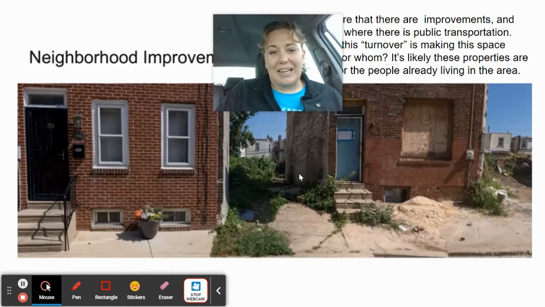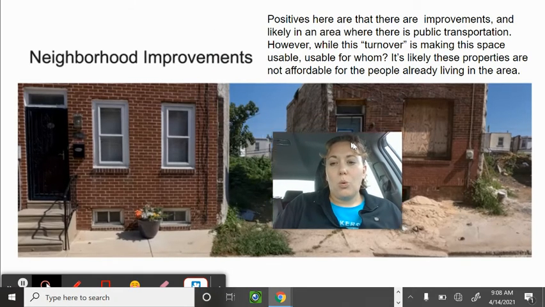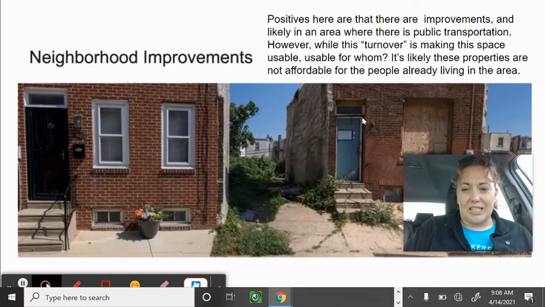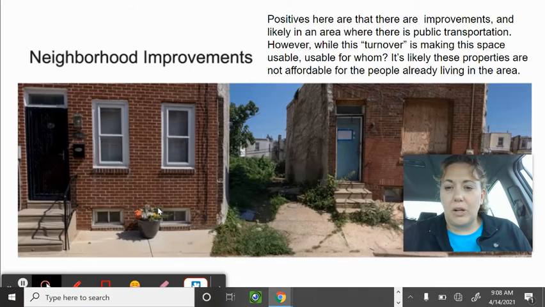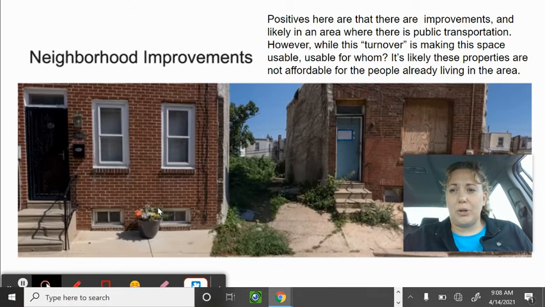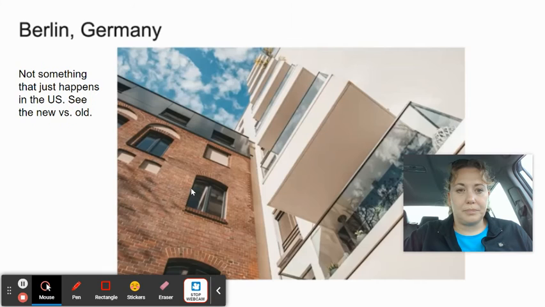There are positives behind it because it does allow for improvement, which, again, you take something like this and you turn it into something like this. It gives better curb appeal. It attracts more people to the neighborhood. It is maybe declining the crime rate. It's giving more development opportunities. So it's a double edged sword for sure.